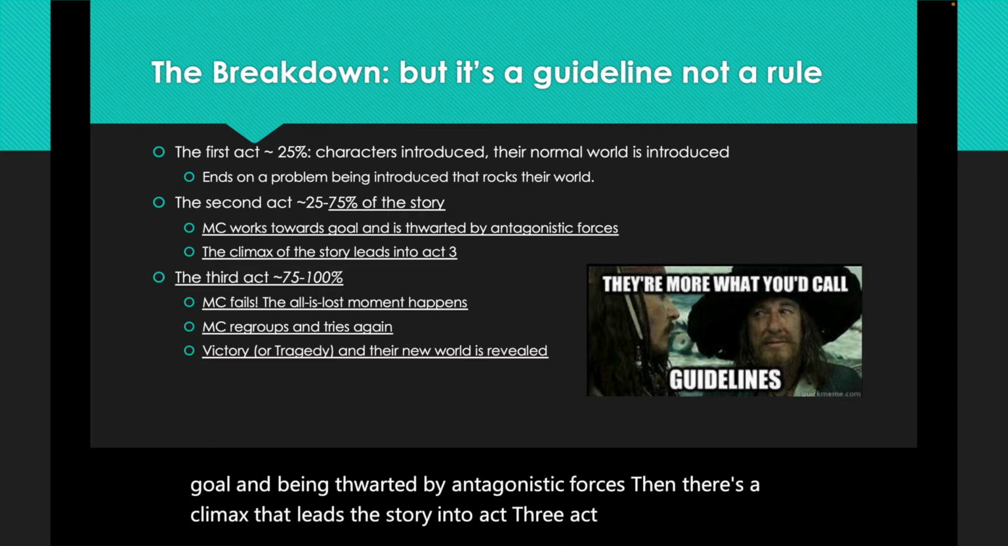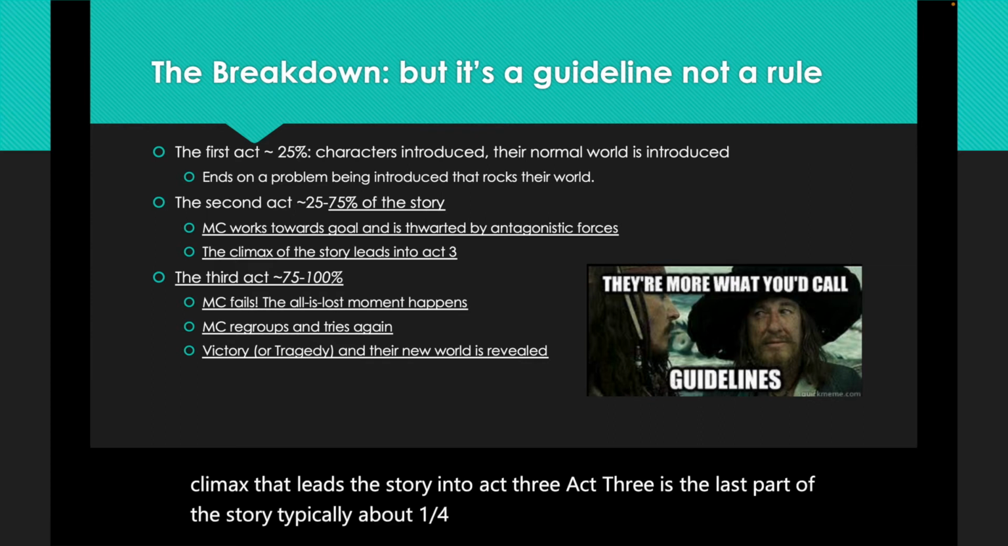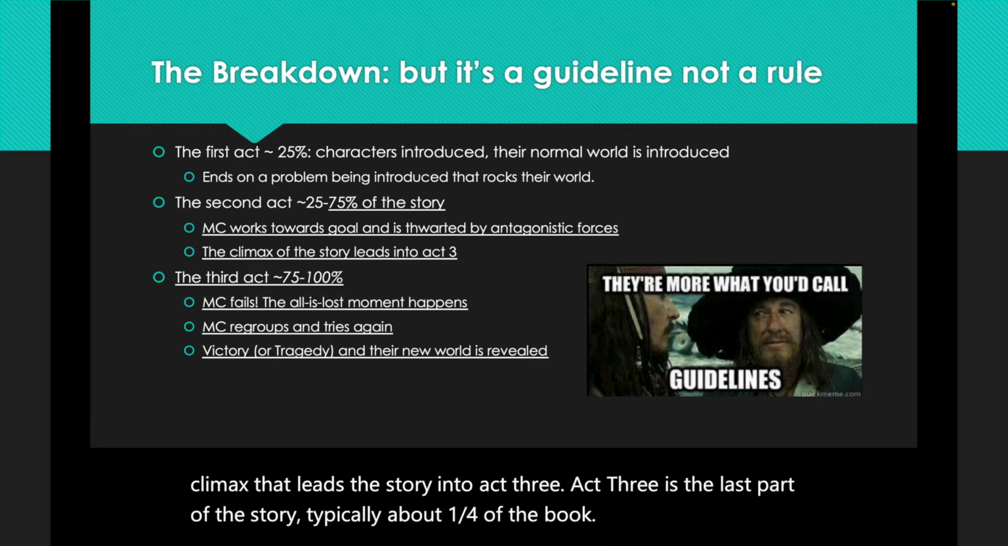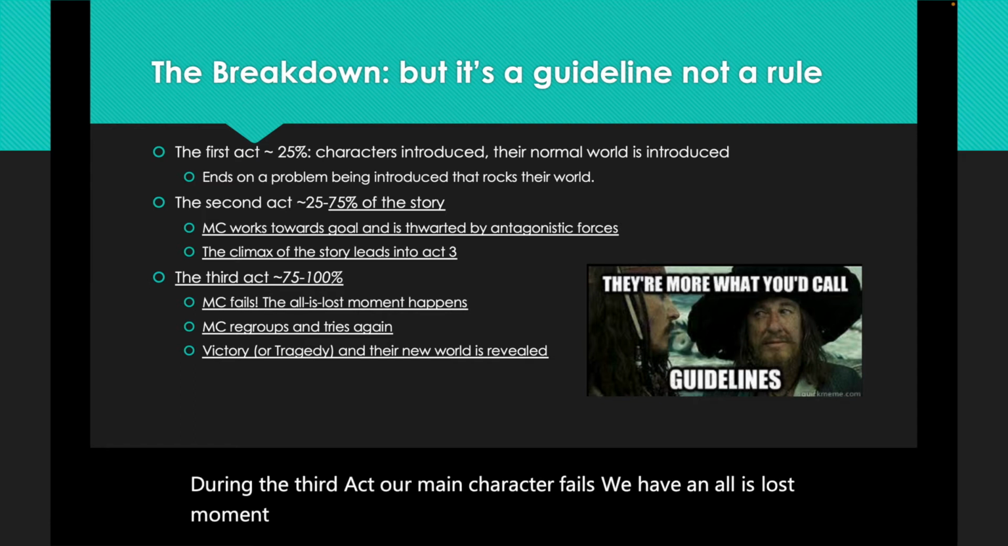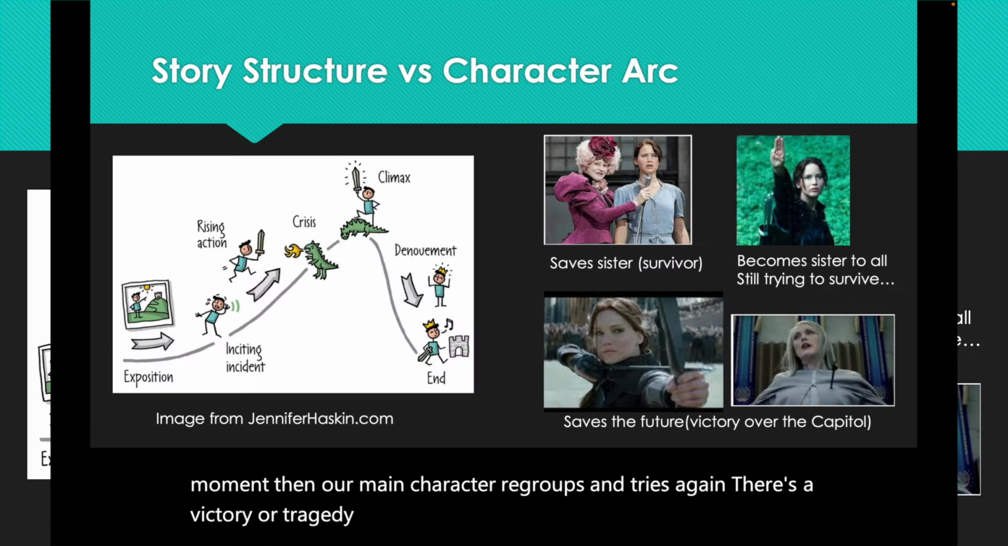Act 3 is the last part of the story, typically about a quarter of the book. During the third act, our main character fails. We have an all is lost moment. Then our main character regroups and tries again. There's a victory or a tragedy, and their new world is revealed.